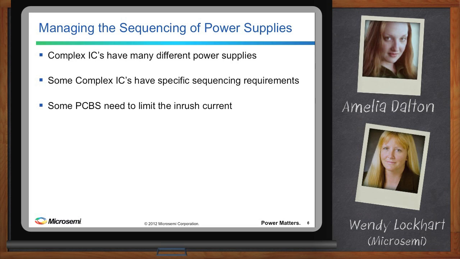Customers may need to limit the inrush current for a given PCB by spreading out the power-up of groups of components, which helps reduce the size of the main power supplies. The complexities only increase as we now have boards that have greater than 20 power supplies.